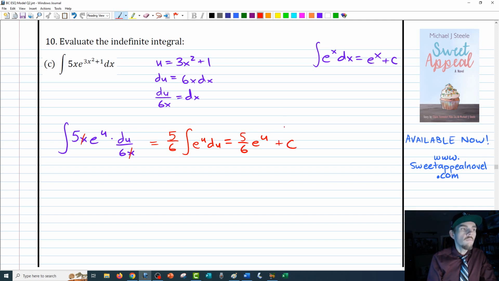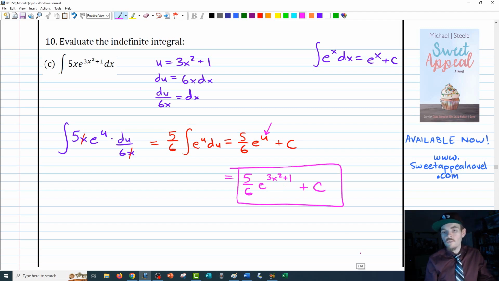And of course plus c. But the problem here continues, it does remain. The problem is u. We started with x's. We need to have our final answer with x's as well. This will give us 5/6 e to the 3x squared plus 1, all plus c. So there's sort of a classic u substitution integral. It didn't have multiple pieces going on. So this would be on the easier end of the substitution type question I could ask.